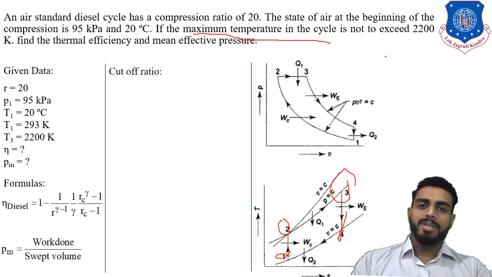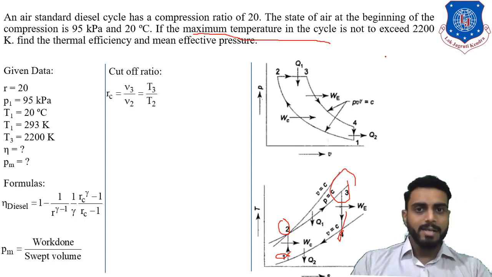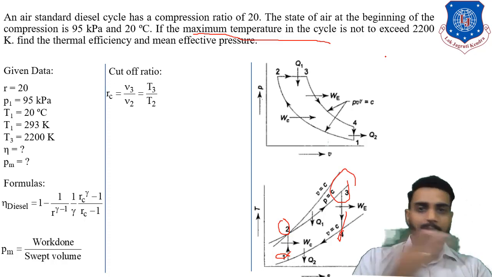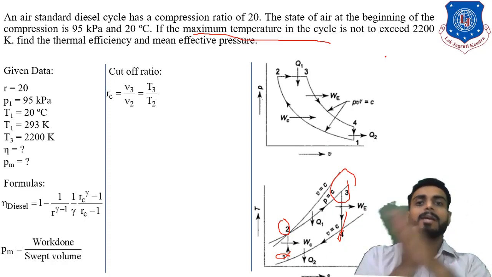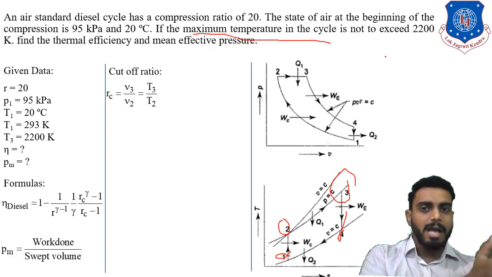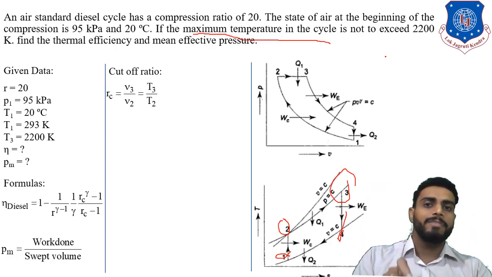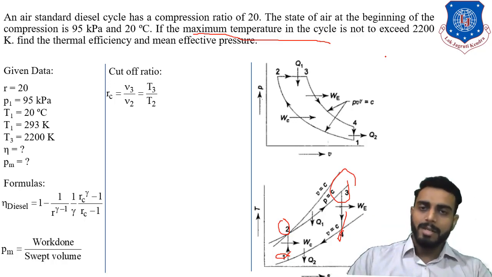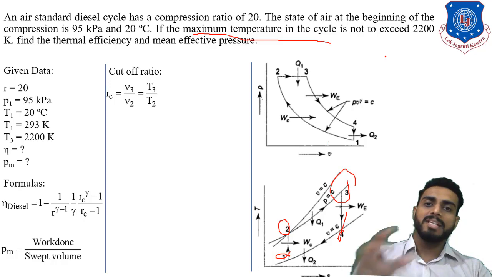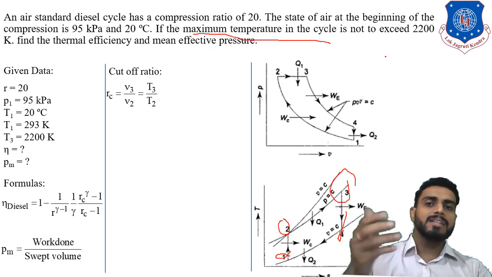From those equations, just identify which value is not there. Here the cutoff ratio is not there, so find out the cutoff ratio. If V3 by V2 cannot be found directly, then you can correlate it with the temperature. That is how you can find V3 by V2. See, we are not concerned about the absolute values of V3 and V2. We are concerned about the ratio of V3 and V2, right? So we do not need to compulsorily find V3 and V2. We are supposed to find the ratio.